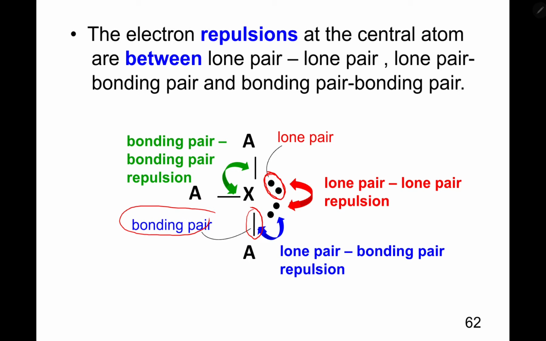These two electron pairs have different strength of repulsion. It can repel between lone pair and lone pair, also lone pair and bonding pair, and bonding pair and bonding pair. The strongest repulsion is between lone pair and lone pair. The second one is between lone pair and bonding pair, and the third one, the weakest repulsion, is between bonding pairs. Since lone pair has a greater repulsion, it will change the shape of molecular geometry from the basic molecular geometry.